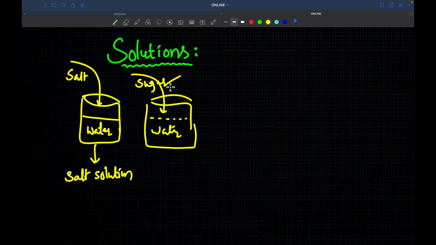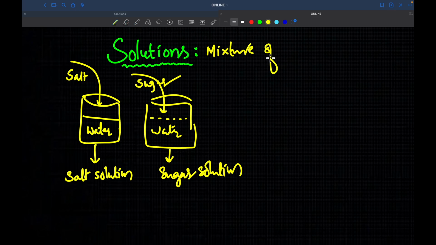And the mixture of sugar and water is known as sugar solution, right? So when you mix two components, a solution is formed. The simple definition is, it is the mixture of two or more components.